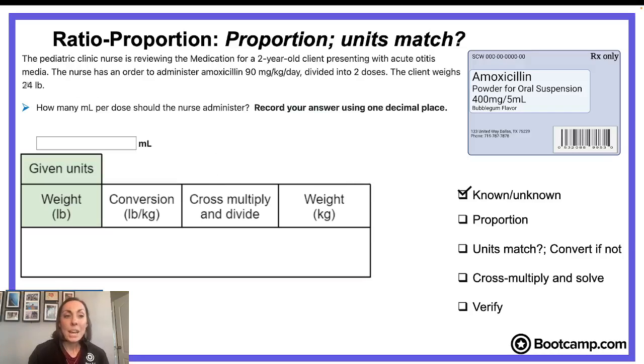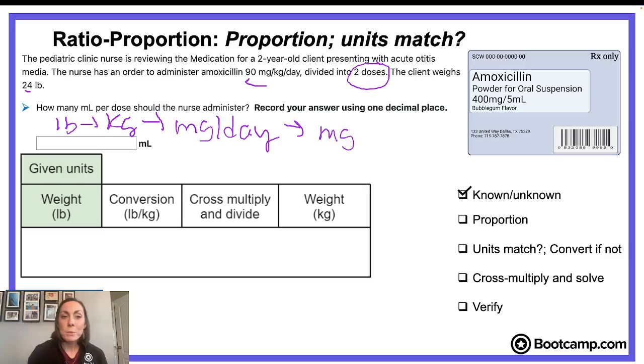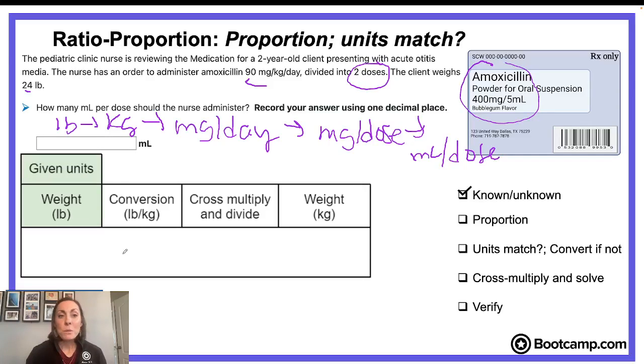So we can take our pounds, our 24 pounds, and we can convert that to our kilograms. And then what are we gonna do? We can take our kilograms, since we know that, and take that 90, and we can figure out our milligrams per day. And then we can go from there and figure out our milligrams per dose. And then last but not least, we can take that with our known amoxicillin label and figure out our milliliters per dose.